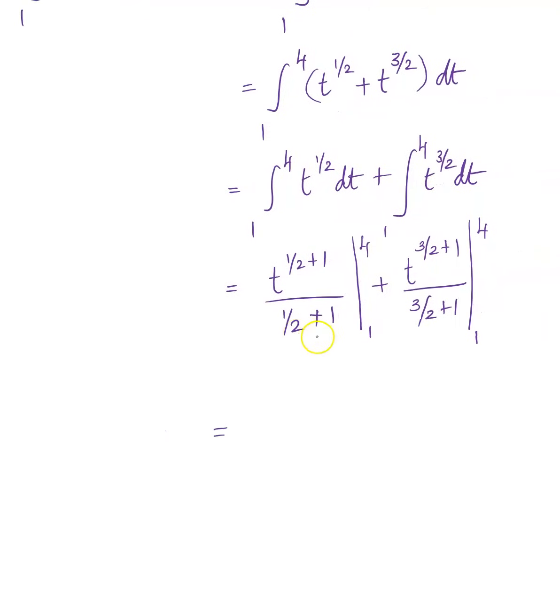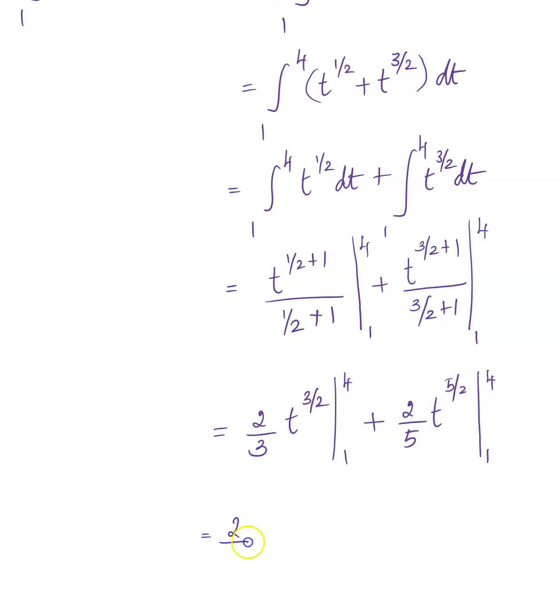All right. So the bottom is half plus 1, which is 3 over 2. When you flip that, that becomes 2 over 3, t to the 3 over 2, with limits of integration 1 to 4, plus this is going to be 5 over 2 in the bottom, that becomes 2 over 5, and that will be t to the 5 over 2, 1 to 4. Now we evaluate the top limit minus the bottom limit.